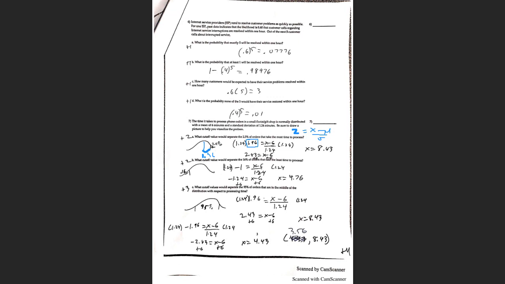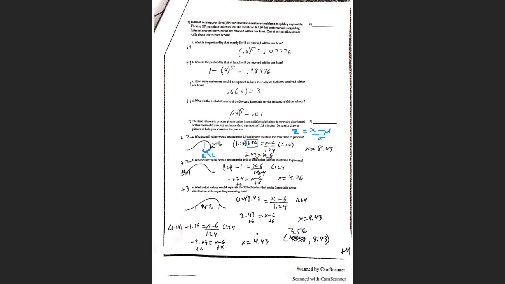So anything that's 8.43 or above, that would be phone orders in the top. Any phone order that takes more than 8.43 minutes is in the top 2.5%. All right, any questions on that part A there? Does that look familiar to ones you had to do on your homework? Yeah. Okay.